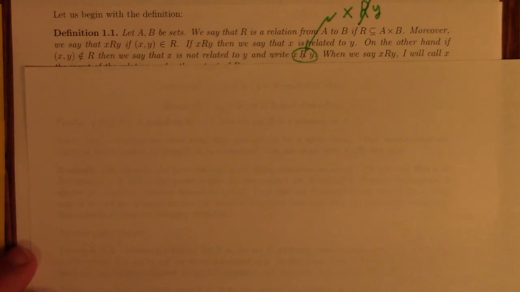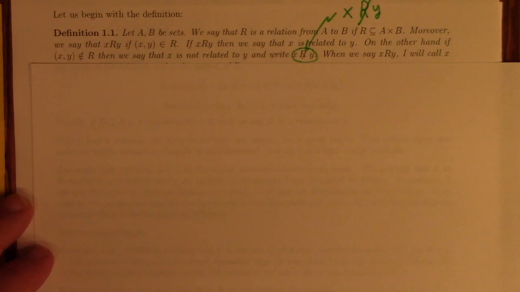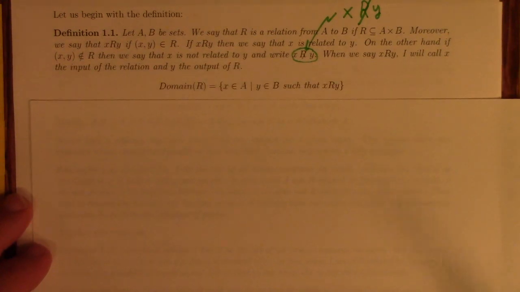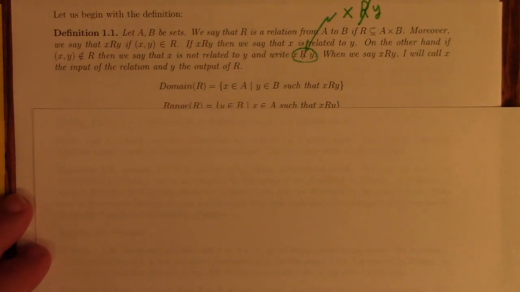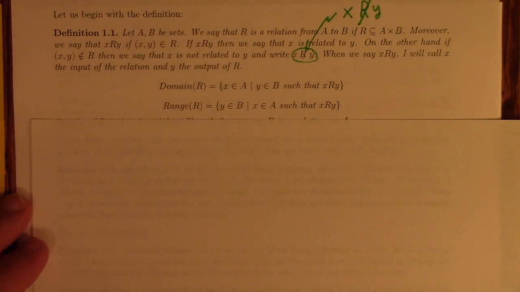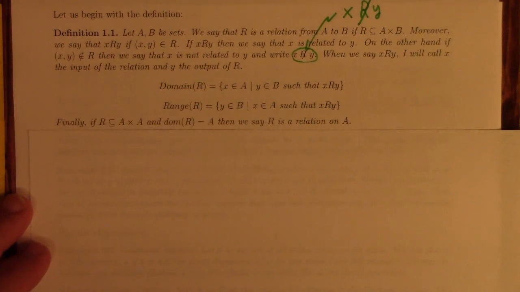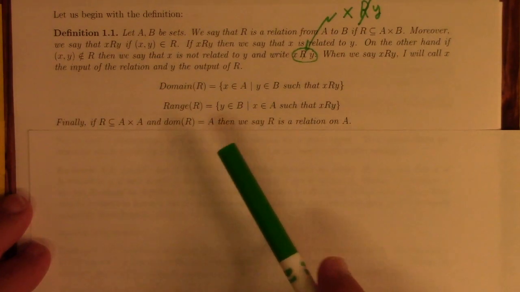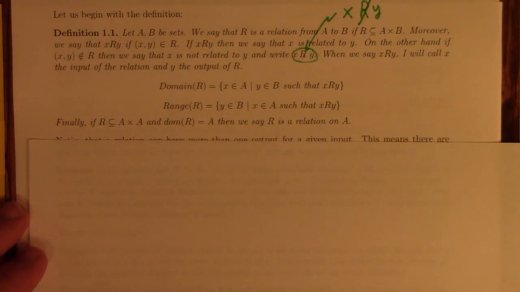Notation: we say X is related to Y if (X, Y) is an element of the relation. If (X, Y) is not in the relation, then we say X is not related to Y, and we write X R slash Y. We'll say X is the input and Y is the output when X is related to Y. The domain is the set of inputs, the range is the set of outputs, and if A and B are equal, then we call that a relation on the set A.